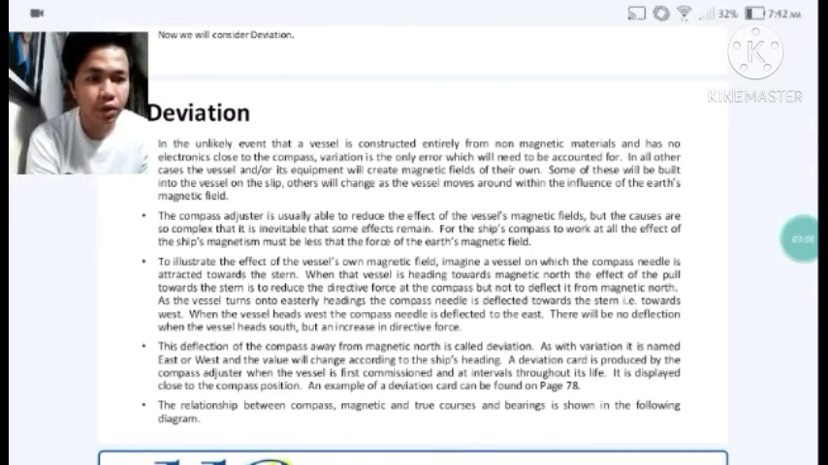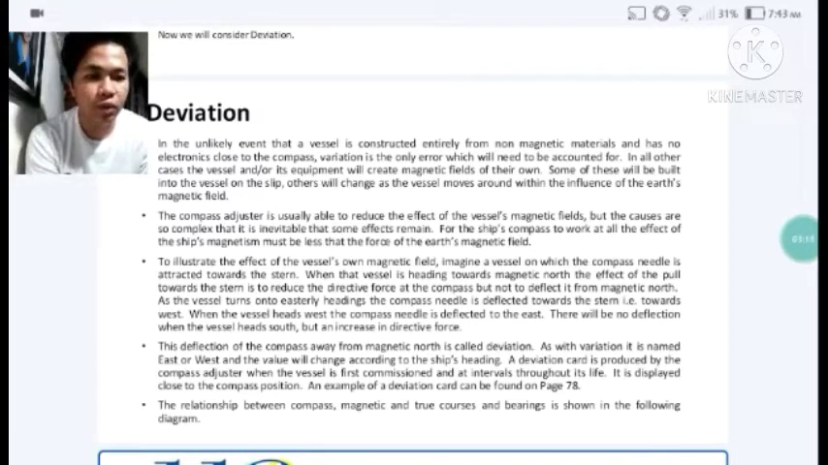For the ship's compass to work at all, the effect of the ship's magnetism must be less than the force of the Earth's magnetic field. To illustrate the effect of the vessel's own magnetic field, imagine a vessel on which the compass needle is attracted towards the stern.